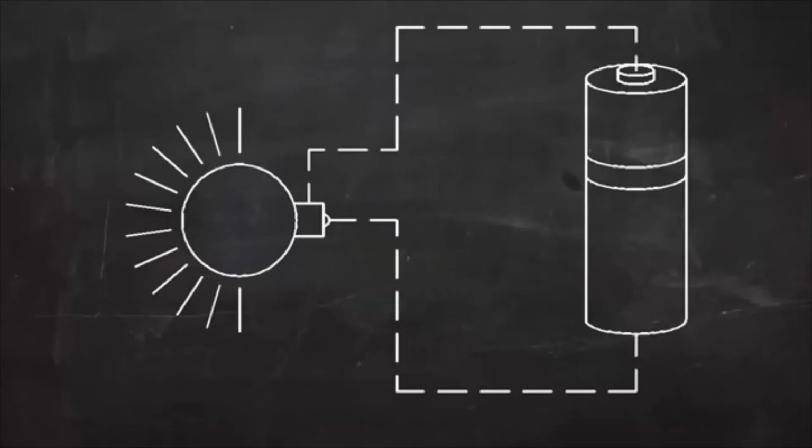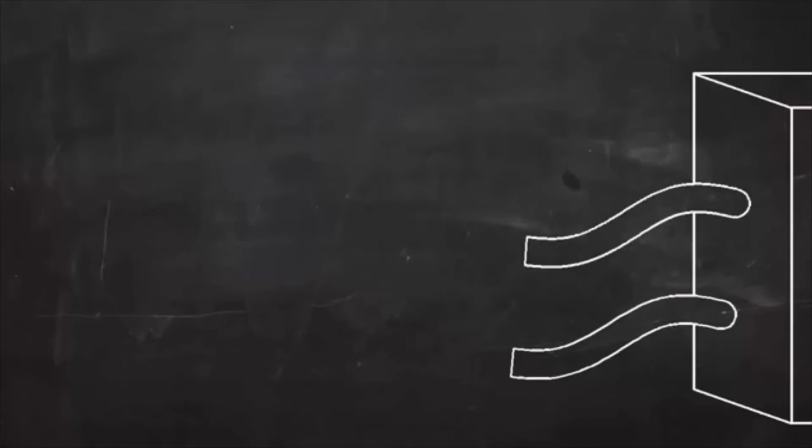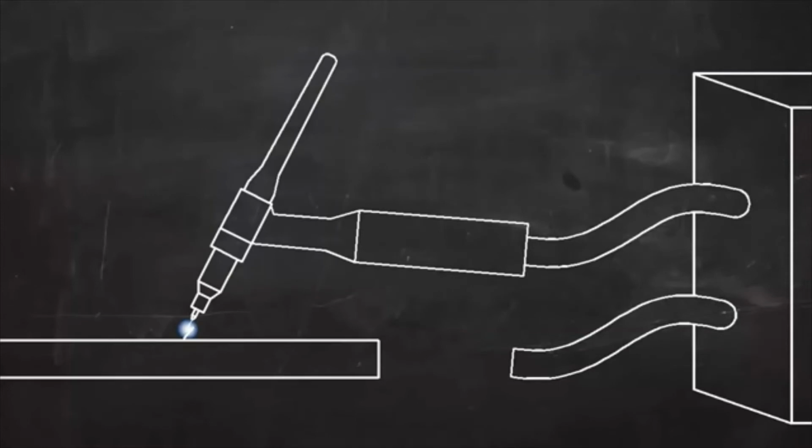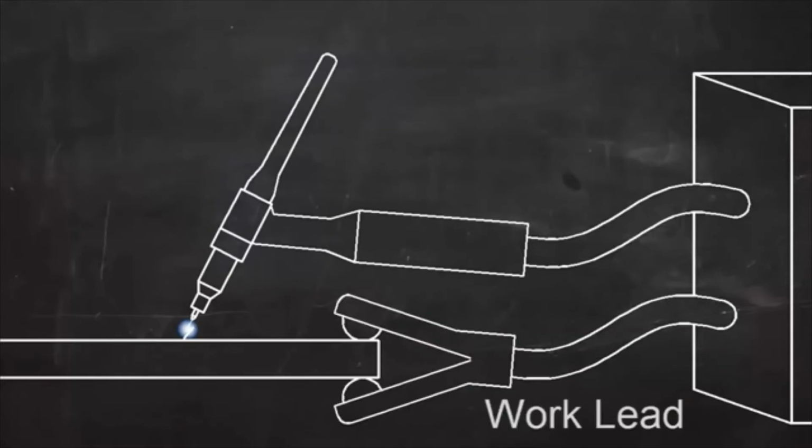In an electric circuit, the current flows in a loop. In TIG welding, the current has to flow in a complete circle from the machine to the torch, into the work, and back to the machine. A work lead is clamped to the work to complete the circuit from the workpiece back to the machine.